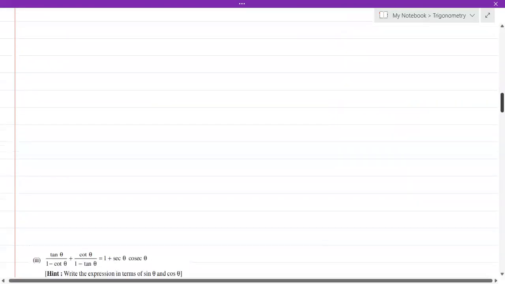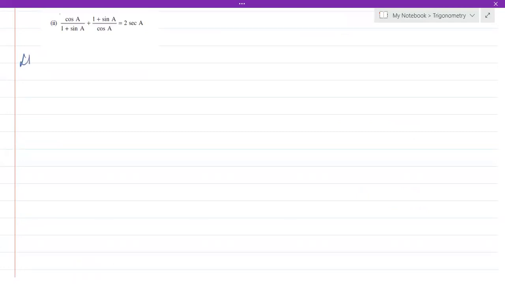Same way, what we are going to do is we are going to take the LHS first. So in this question, what is our LHS? Our LHS is cos A by 1 plus sin A plus 1 plus sin A by cos A. Okay. So here, as you can see, there are no identities, isn't it? Do we have an identity for 1 plus sin A? No. We don't have any identities. So if you don't have any identities, what should we do? We have to convert into sin and cos, sin theta and cos theta, or sin A and cos A. But if you observe this question, everything is in terms of sin A and cos A. So there is no need to convert it into sin A and cos A.